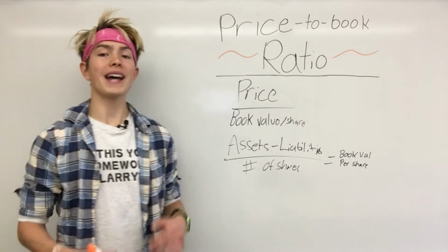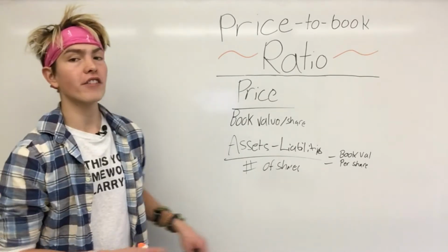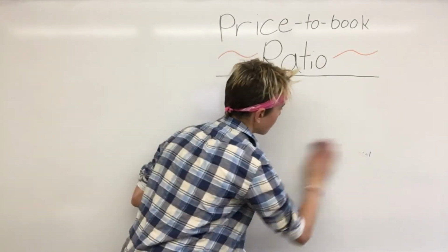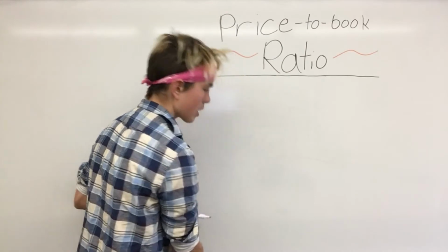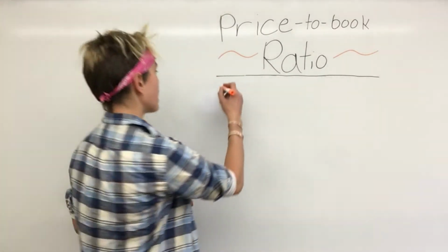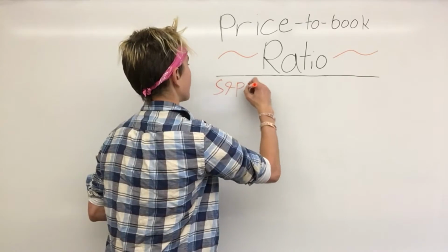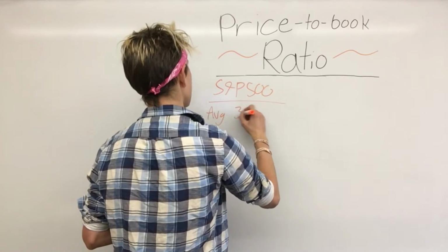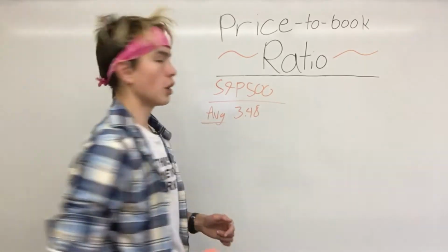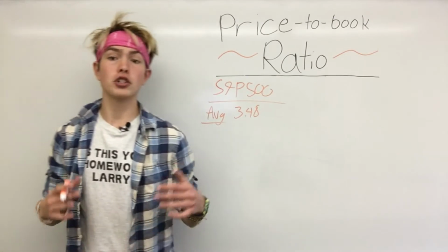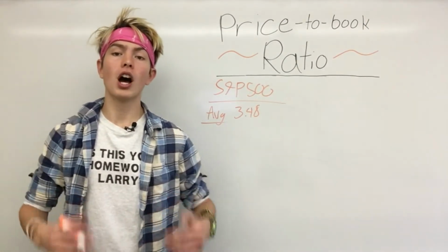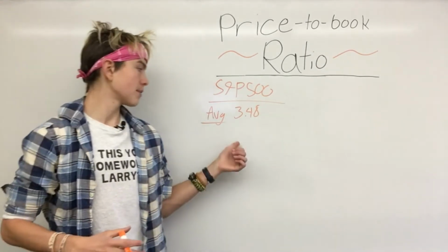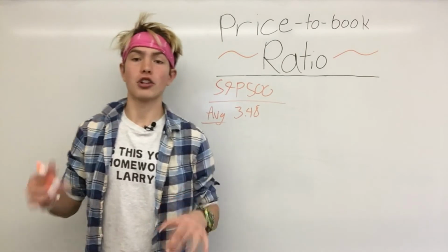Now let's look at the price to book ratio of the S&P 500 index and how it has been moving over time, just to get a better idea of what a contextualized price to book ratio looks like. Right now we're looking at the S&P 500, and currently the average is about a 3.48 price to book ratio. That's the average throughout the S&P 500, which again is the collection of some of the 500 biggest companies in the US. So the S&P 500 is a good estimator of the general market.